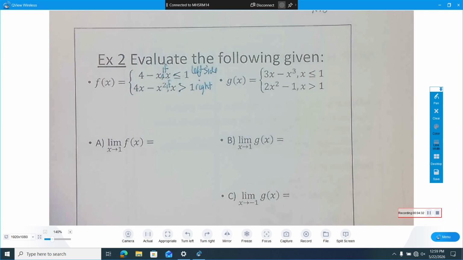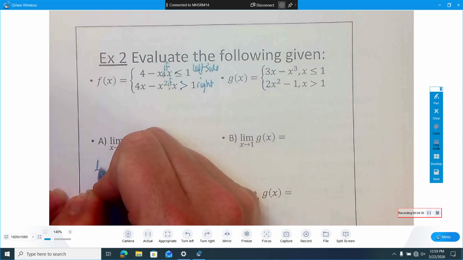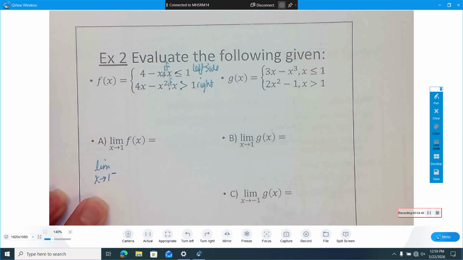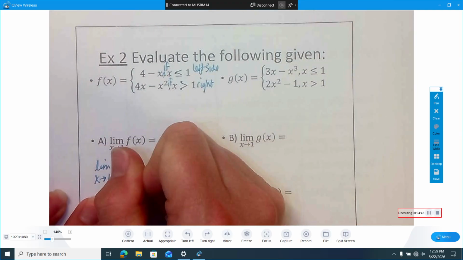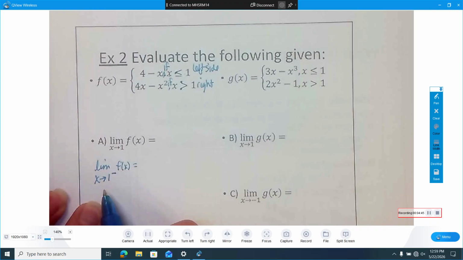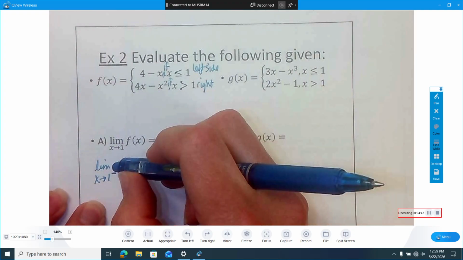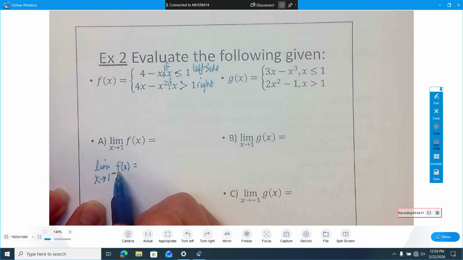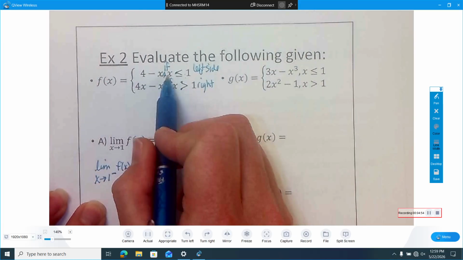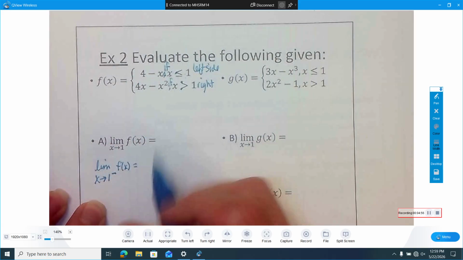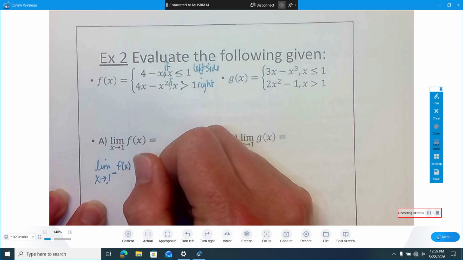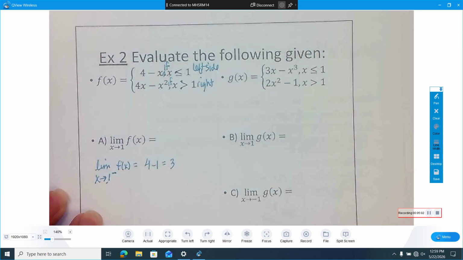All we have to do to figure out if the y values match is plug them in. So I'm going to look at the limit as x approaches 1 from the left of my function. Which equation do I use? Yeah, that's the one from the left side, 4 minus x. And all I have to do is plug in my x value, plug in 1. So it would be 4 minus 1, and we get 3.